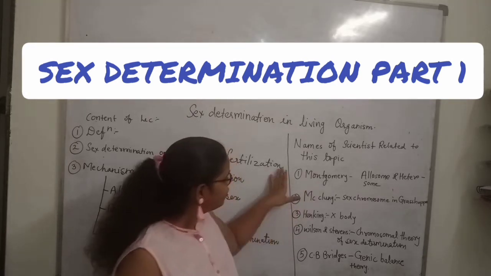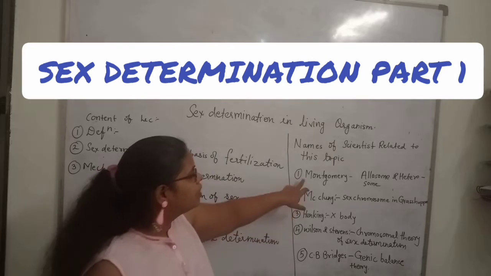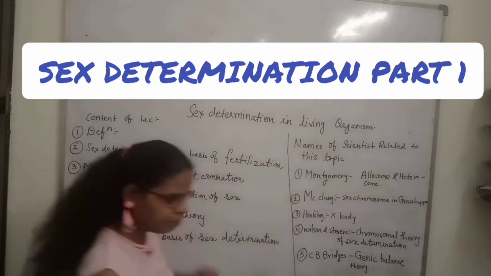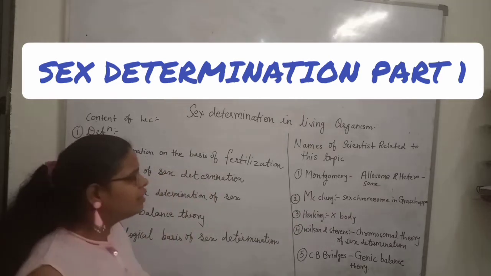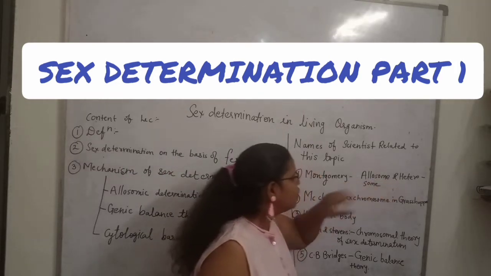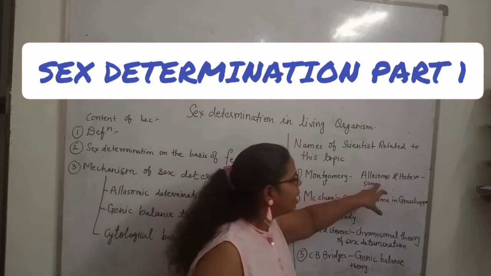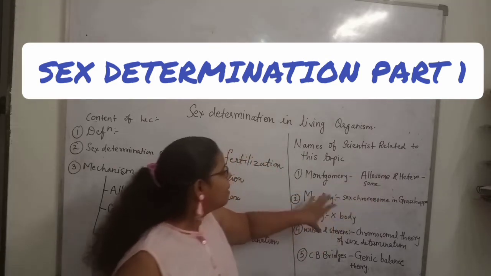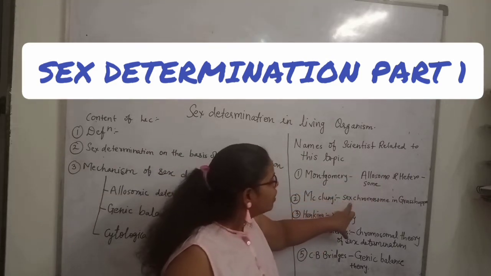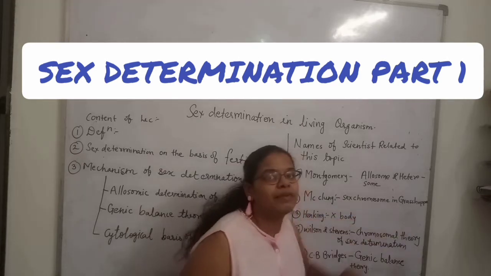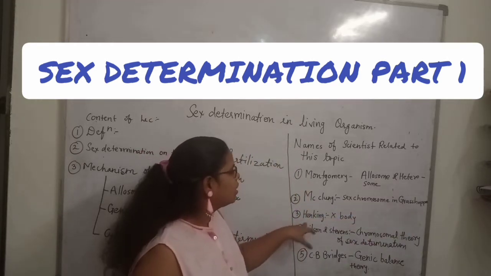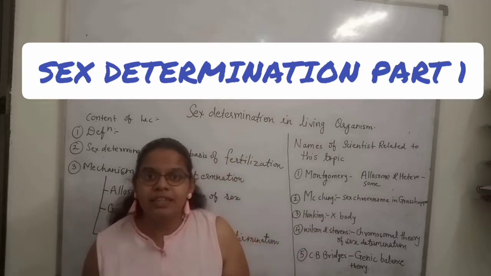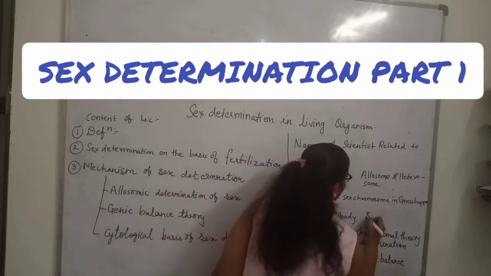There are five scientists related to this topic. The first scientist is Montgomery, who coined the terms allosome and heterosome. These both are the same; they have the same meaning. McClung discovered the sex chromosome in grasshopper. Henking discovered the X body. He was the first scientist to discover the X chromosome.